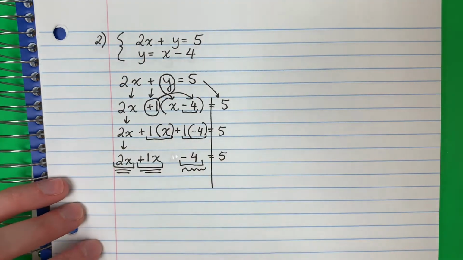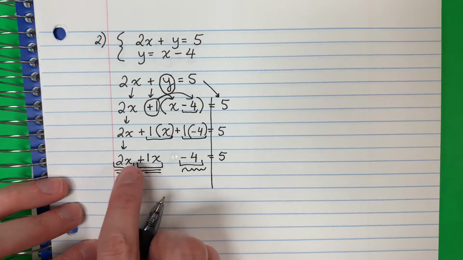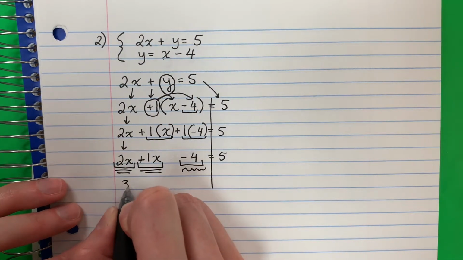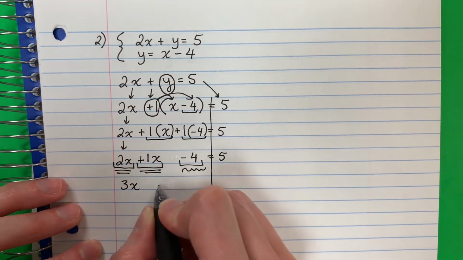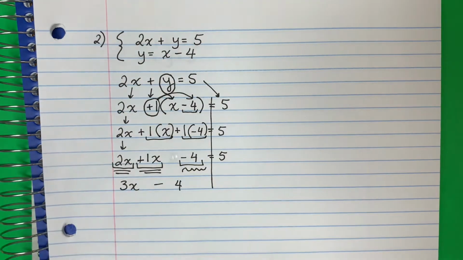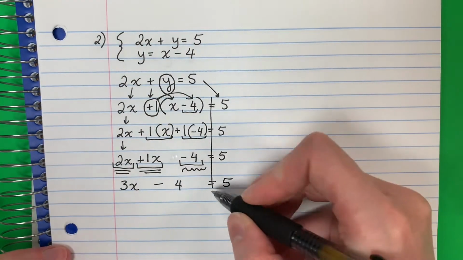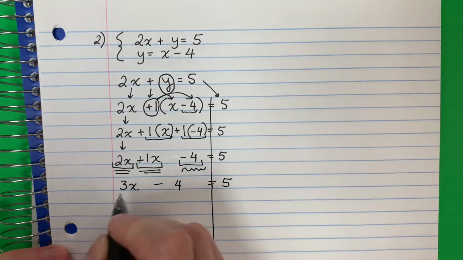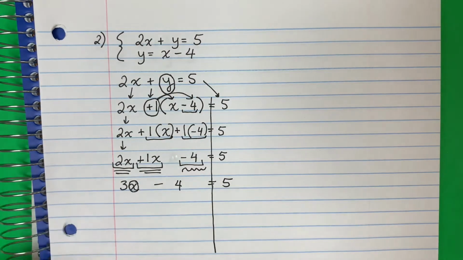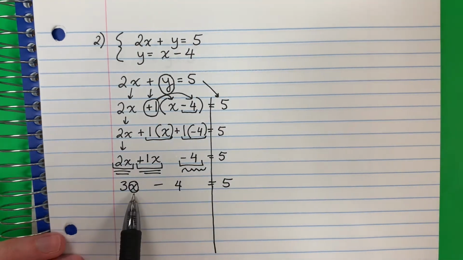1. 2 plus 1. 2 más 1. 3. Put 3, copy x. Copy minus 4, it's different. Equals 5. Okay. Now, I want x alone. Quiero el x sola. Okay, I don't want to move x.